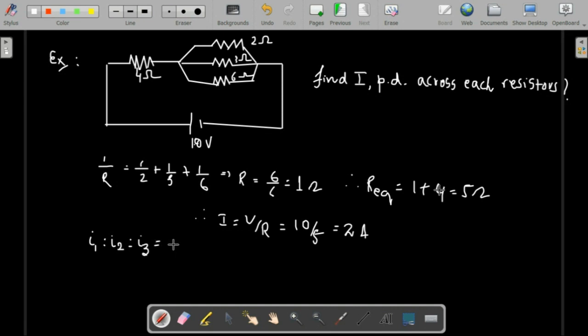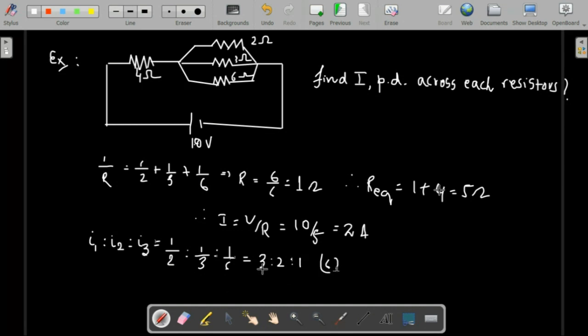Ratio of the resistances. So you know, inverse ratio. So it is 1:2, 1:3, 1:6. We can multiply throughout by 6. So this would be 3:2, 3:1. Once this is done, this is almost done, right? 3 plus 2 is 5, 5 plus 1 is 6. So 6 is more or less the total.